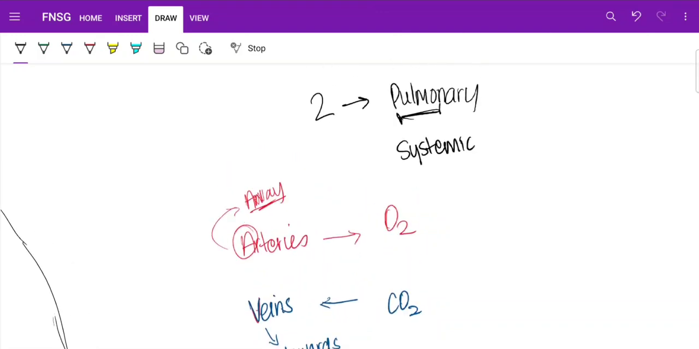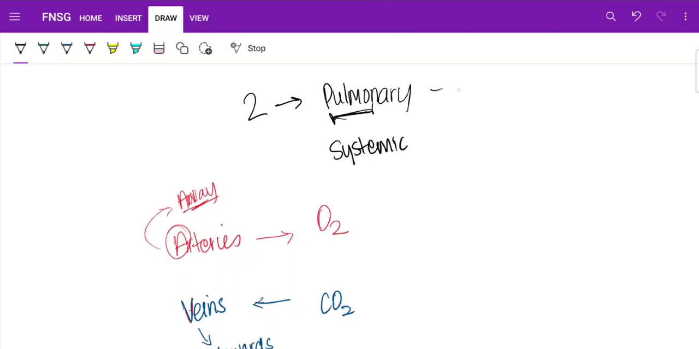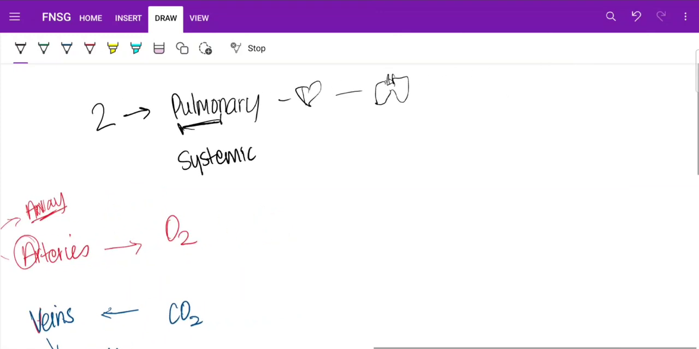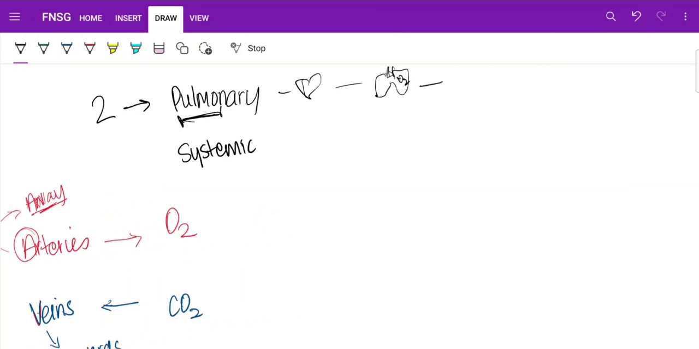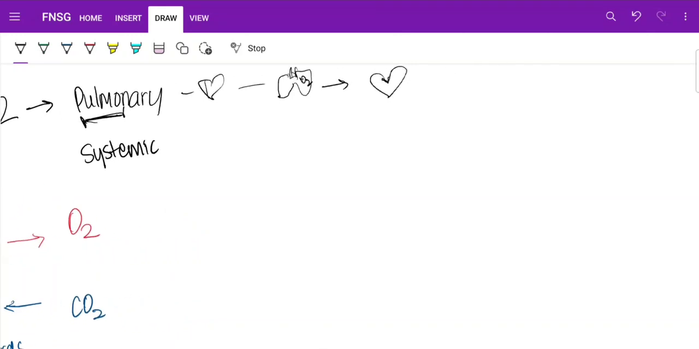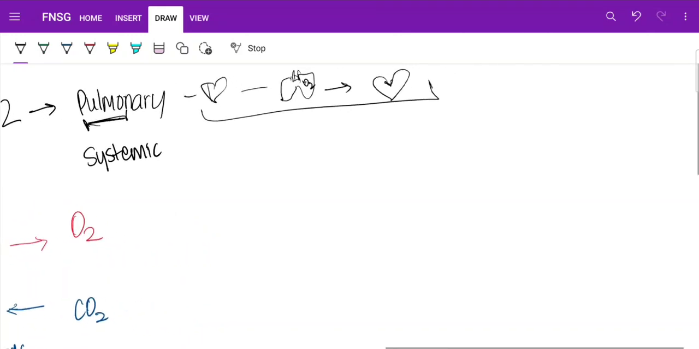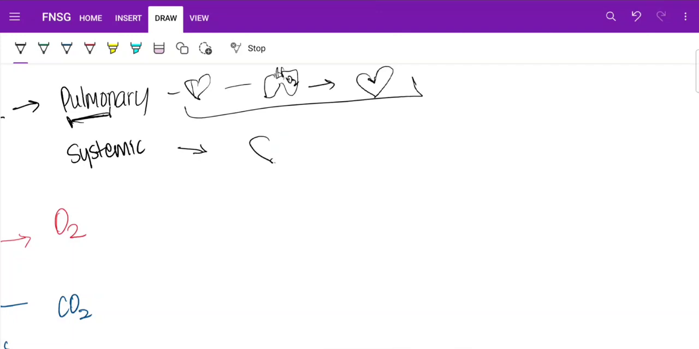The pulmonary system is where the heart pumps the blood to the lungs. Ignore these rough sketches. It gets oxygenated, or oxygen rich, and then it pumps it back to the heart. And that's literally the entire pulmonary circulation. Systemic circulation is from the heart, the oxygen-rich blood that comes back from here to the rest of the body.